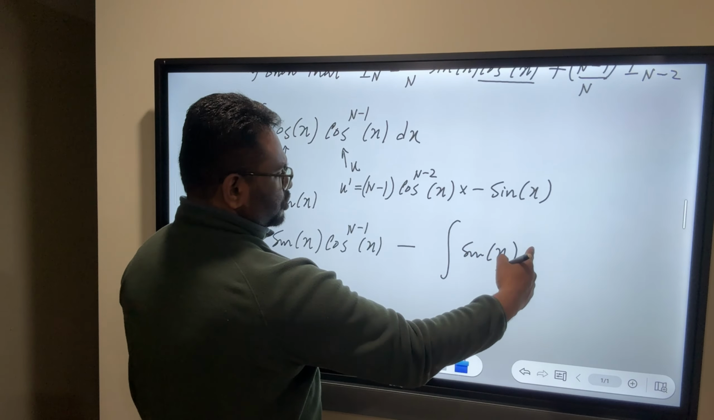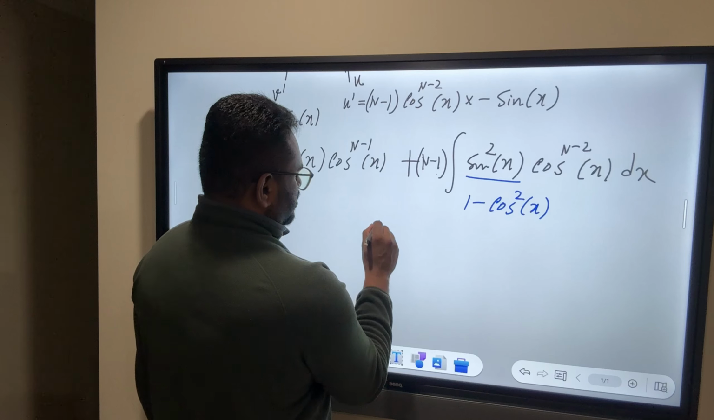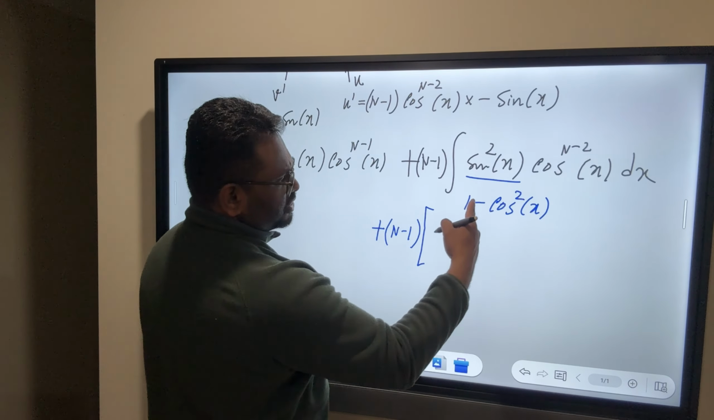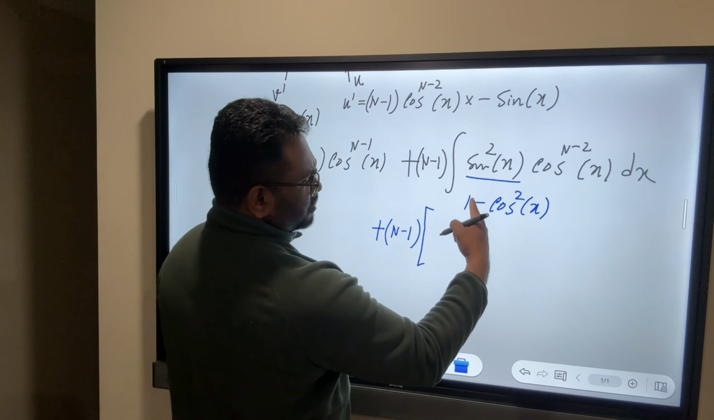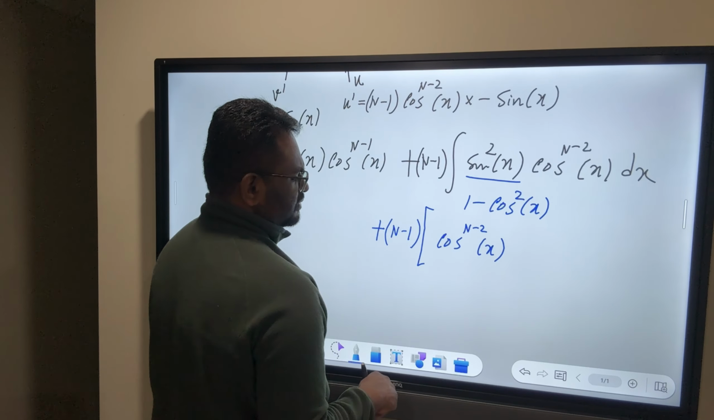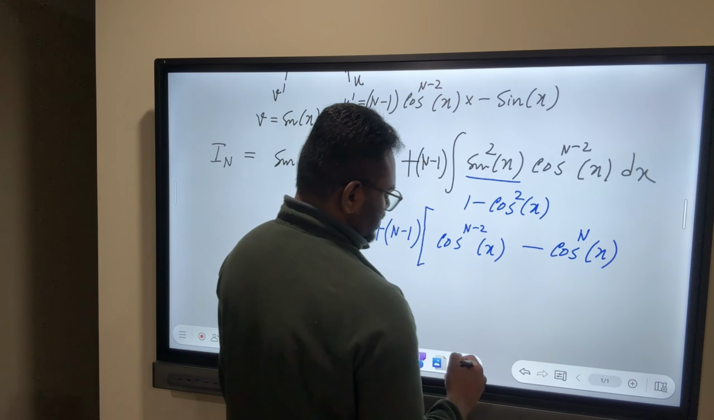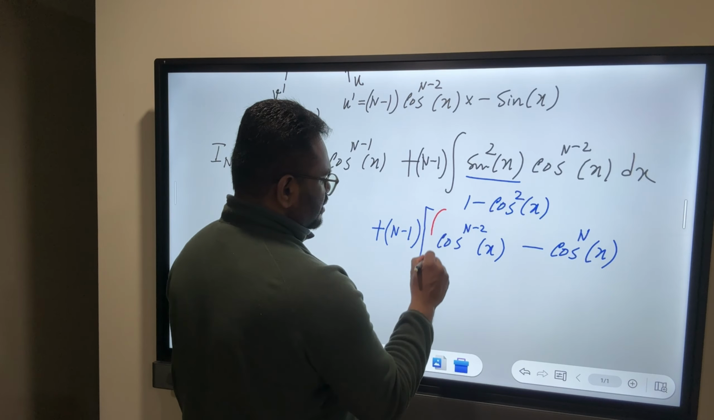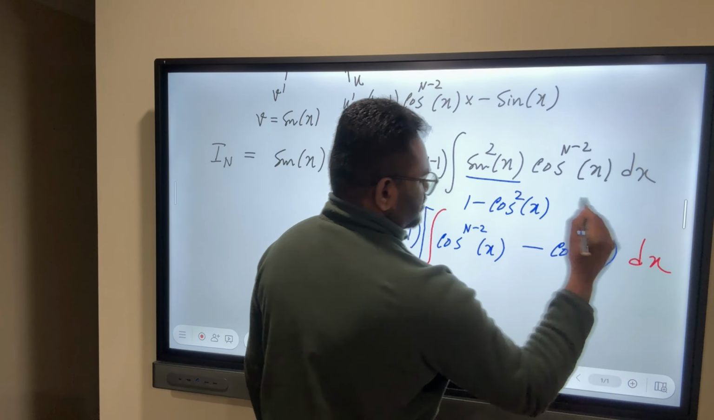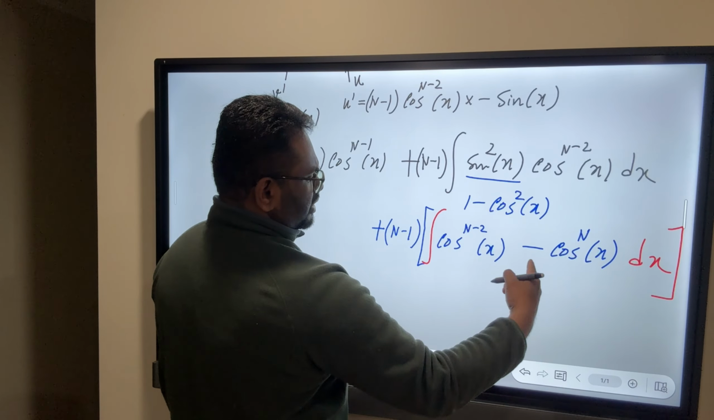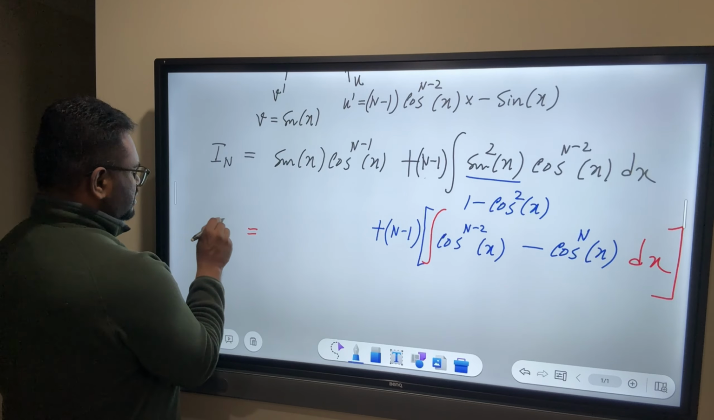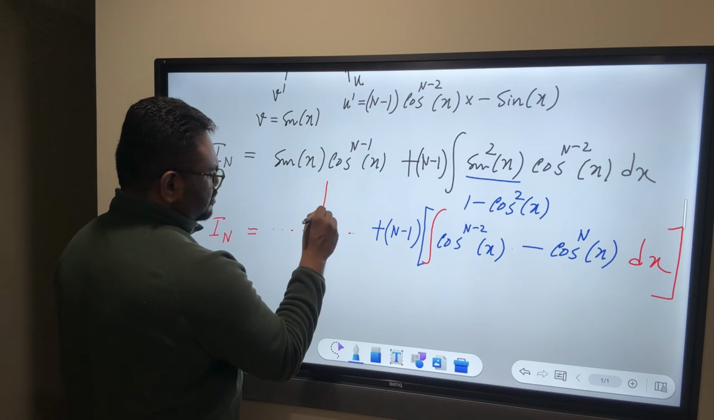Neat. Now what we do, for the further simplification, this one I'm going to write in terms of 1 minus cos squared x. So when I do that, okay, let me copy this, plus n minus 1, right? Big bracket. So 1 times this is going to be cos^(n-2) x, right? Then I have minus, when you multiply these two, it's going to be cos^n x, right? Then I'm going to have my integral here, and then I'm going to close the bracket. Cool. So integral I'm going to put accordingly. Okay. So left hand side you have I_n, and then this term is copied, right?